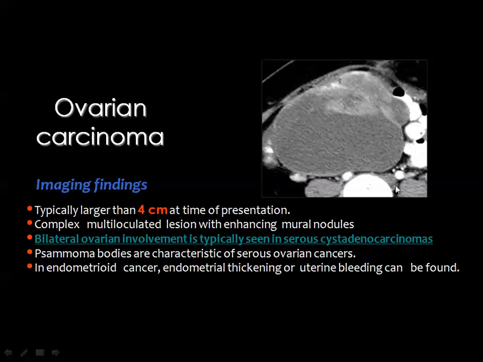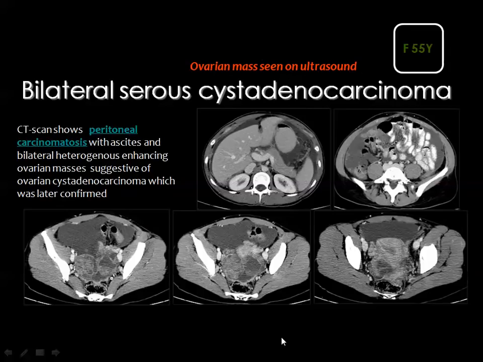And the presence of just internal septations is usually seen, as I have said, in mucinous cystadenoma, but the thickness of the internal septations and the presence of mural nodules are important in prediction of the malignant nature of the lesion. And bilaterality of these lesions is common, especially in the serous cystadenocarcinoma. Then you see here an example of bilateral serous cystadenocarcinoma of the ovaries.